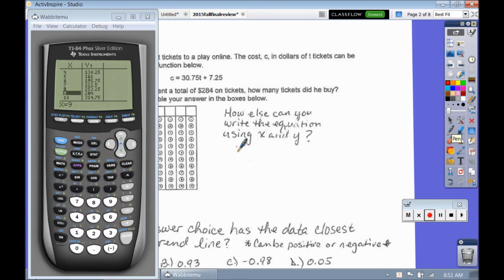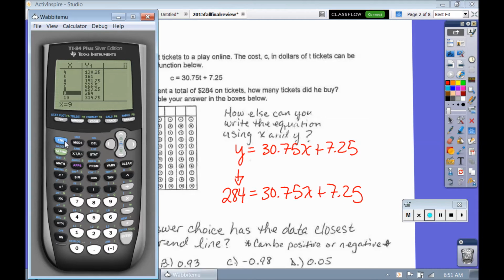Now, another way of solving this would be to just solve the equation like you would, doing opposite operations for the value of x. Write down the equation. We're going to plug in 284 for y. We're just going to do everything backwards or opposite to get x by itself.